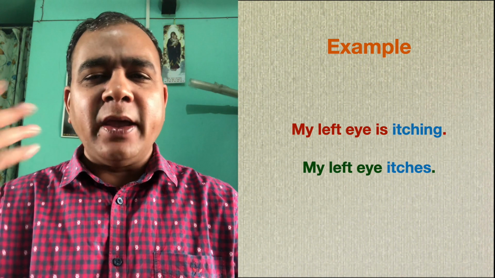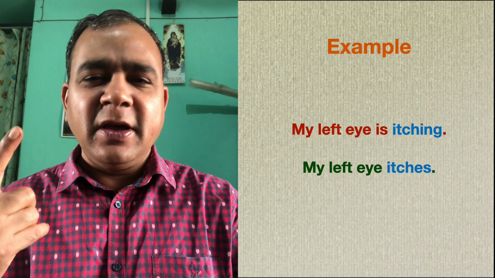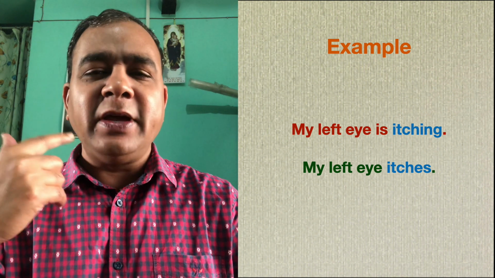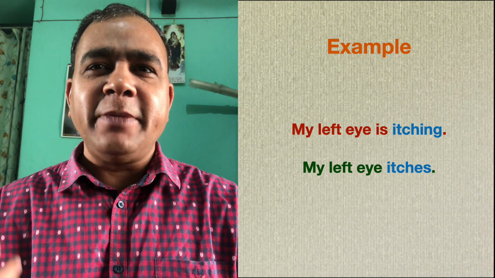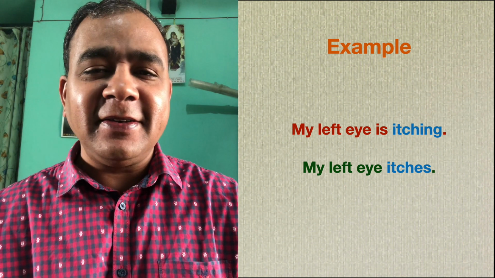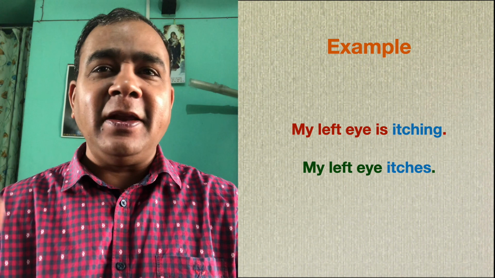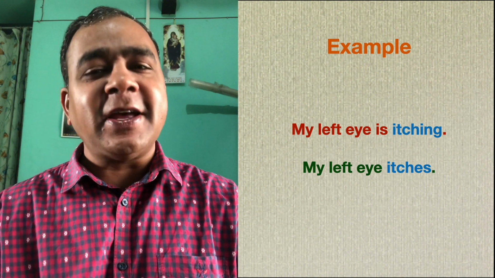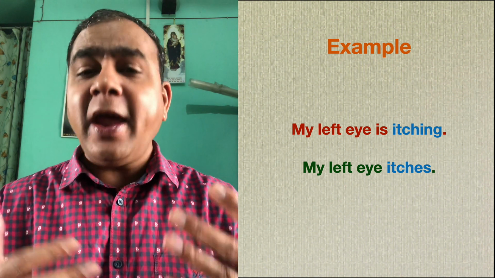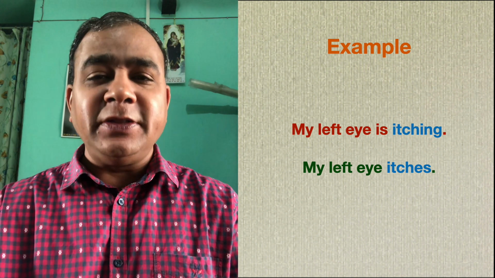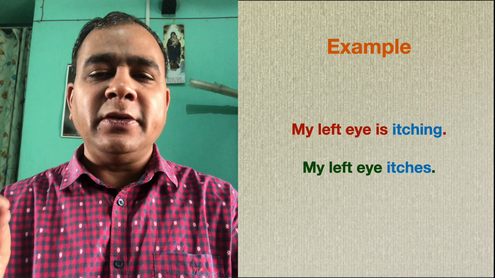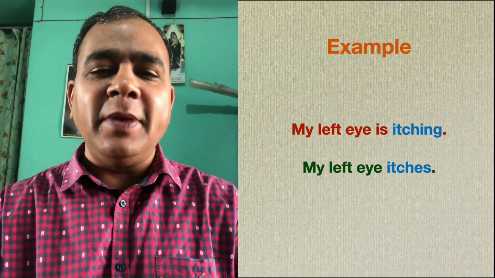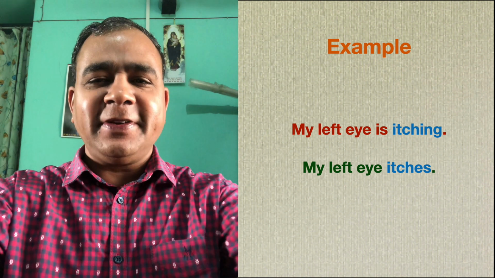Okay, my eye is paining. My tooth is paining. My tooth aches. My tooth pains. My eye pains. Okay, my left eye is itching. See the example? No, my left eye itches. That's correct. Okay, but you may have heard people using this in continuous tenses, but those all may be an informal structure. Okay.